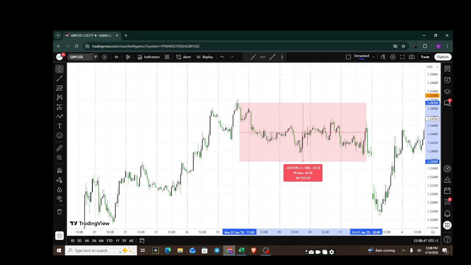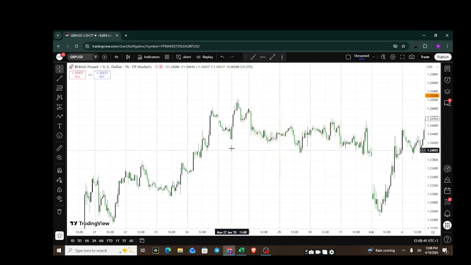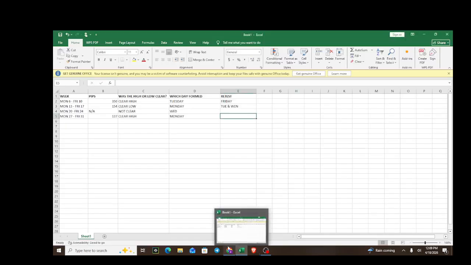Was there a retest? That is, did price give us an entry? So once we broke these levels, price came and retested at these levels, and then it also came and retested on Thursday, and then on Friday. So there was a retest on Tuesday, and then we had a retest on Thursday, and then we also had a retest on Friday.